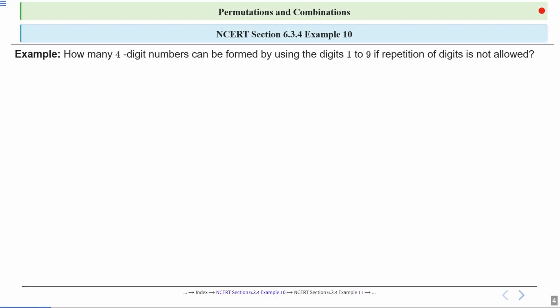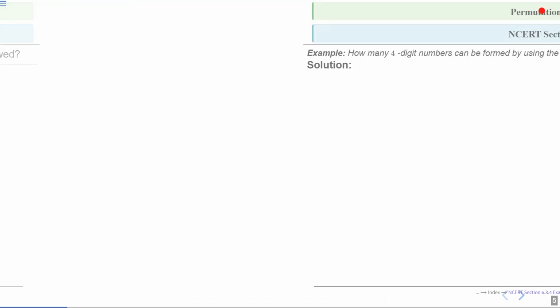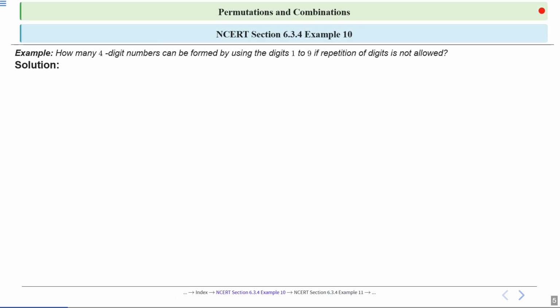So look at example 10. This example asks us how many 4-digit numbers can be formed by using the digits 1 to 9 if the repetition of the digits is not allowed. So the question is asking us to find 4-digit numbers that can be formed by using the digits 1 to 9 if repetition of the digits is not allowed.